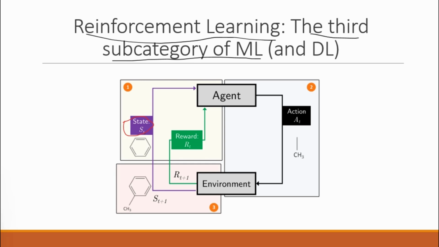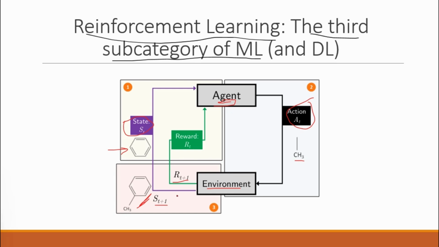So the current state is that we have this benzene ring here, as you can see, and the agent sees this current state and then has to take an action on it. So here the action would be to add this small chemical group to it, this methyl group to the benzene ring, and this would then update the environment and update the next state. So it will then look like that. So we'll have the benzene ring with a methyl group attached.